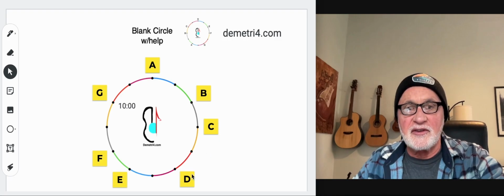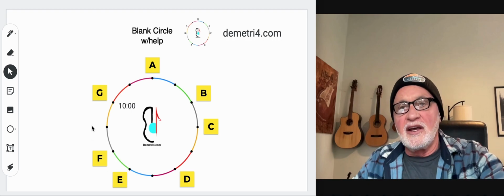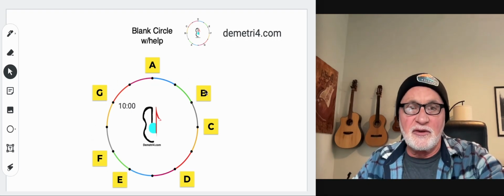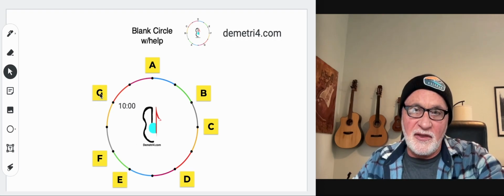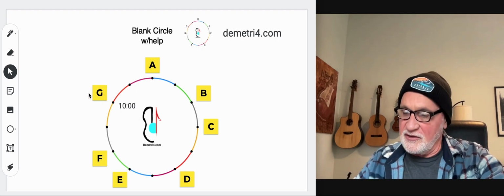We see C to D is a whole step, D to E is a whole step, E to F is a half step, F to G is a whole step, G to A is a whole step, A to B is a whole step, and B to C is a half step. This is our gold standard. These are our natural notes. But what we're going to do is try to make this what we call the tonic, where in this little circle up here, C is the tonic. So in a C major scale, C is at 10 o'clock. In a G major scale, G is at 10 o'clock.